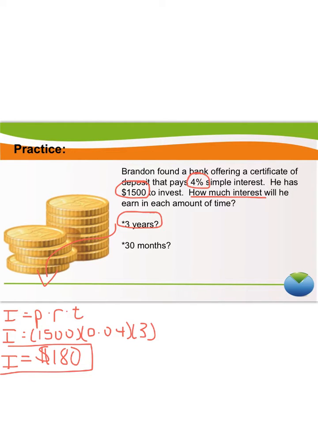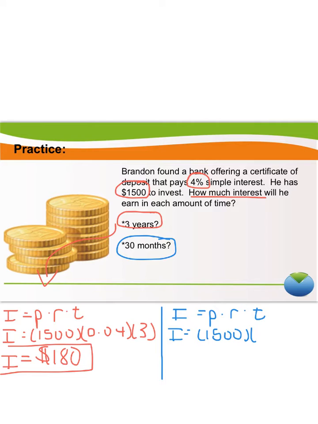All right, well, let's see how that's going to change when we're talking about 30 months. I'm still going to use the same formula. The principal times the rate times the time. And the principal hasn't changed. That's $1,500. And the rate as a decimal hasn't changed, 0.04. But the problem with this 30 months right here is that I have to have it in years. So if I give it to you in months, you're going to take however many months I gave you and divide by 12.